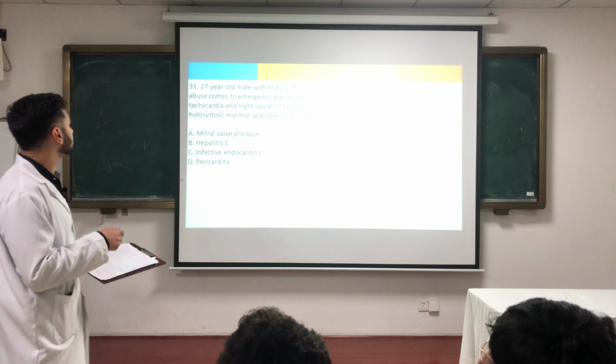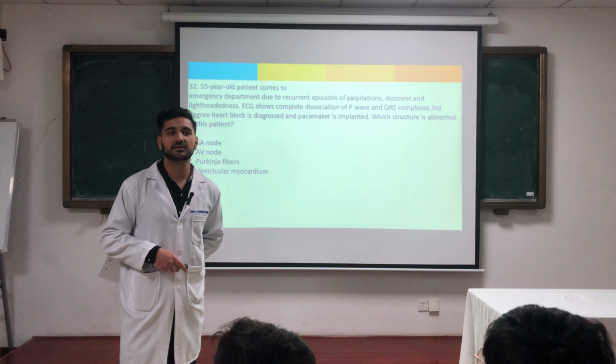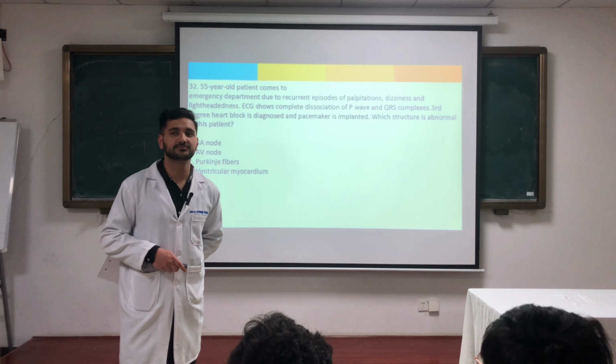A 55-year-old patient comes to the emergency department due to recurrent episodes of palpitations, dizziness, and lightheadedness. ECG shows complete dissociation of the P wave and QRS complex. Third-degree heart block is diagnosed and a pacemaker is implanted. Which structure is abnormal in this patient? SA node, AV node, Purkinje fibers, or ventricular myocardium. Anyone want to give the answer? Or again I choose?